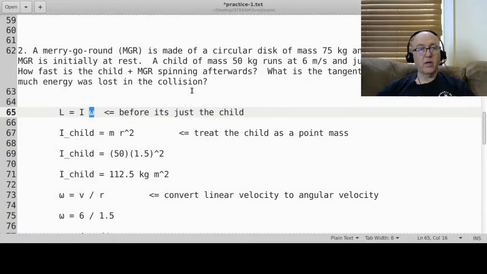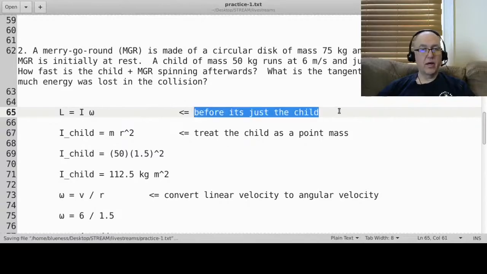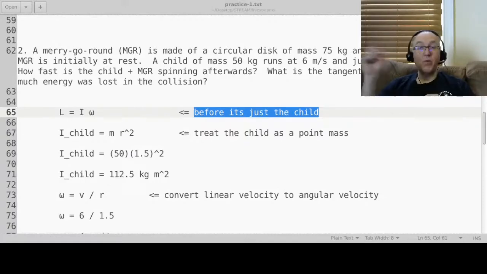Now, before the collision, the angular momentum is purely due to the child. The reason is that the merry-go-round isn't moving at all, so it's not rotating at all, and it has no angular momentum. The child, you would say, well, the child isn't rotating. Yeah, but the child is moving.